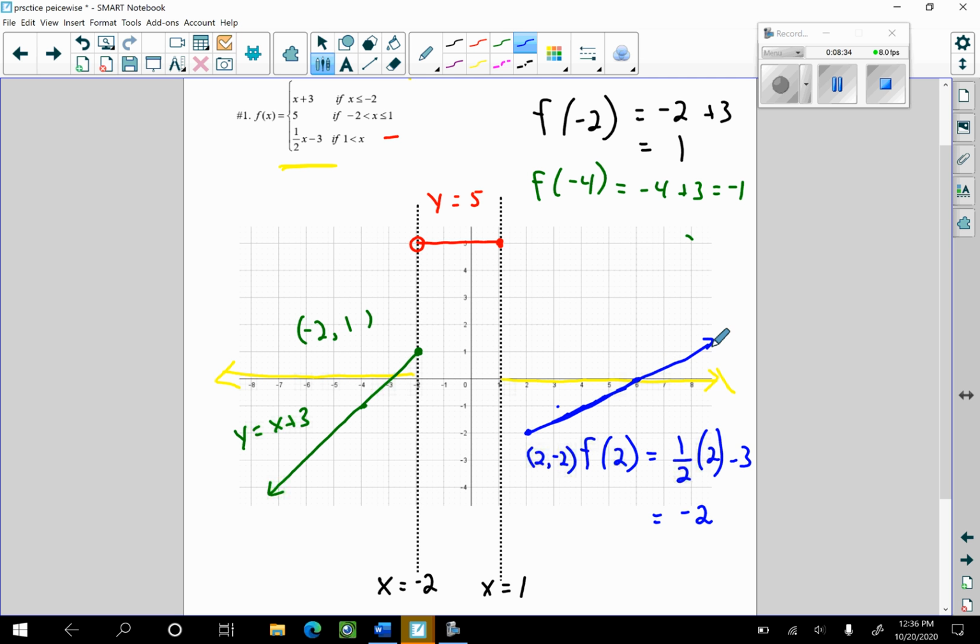Up 1 over 2. I have to take that line all the way to 1, but I'm going to put an open circle because it's not equal to 1. So that's the graph of this piecewise function. Why is it called a piecewise function? Because that function is broken up into what? Pieces. Now I'm going to ask you to evaluate some function values.